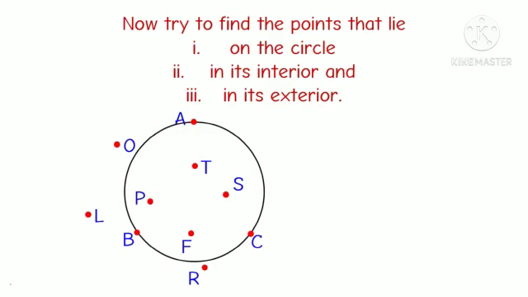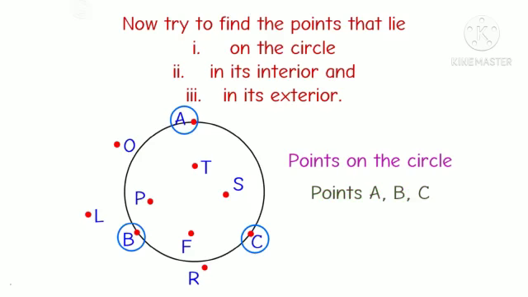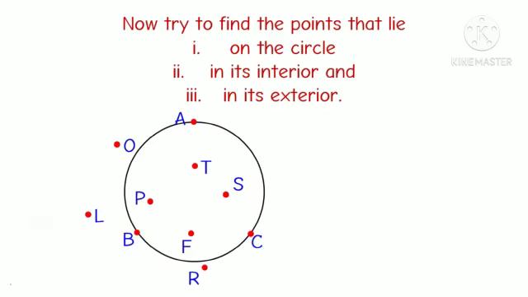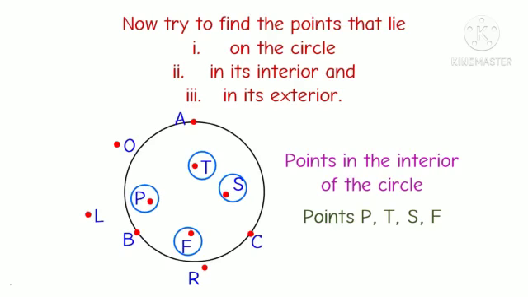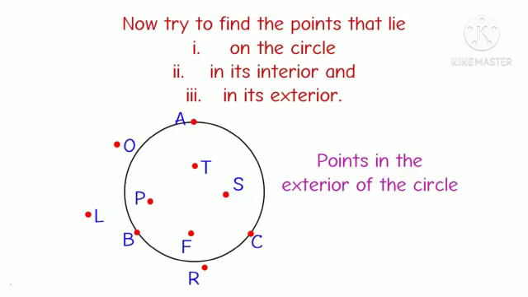Now try to find the points that lie on the circle, in its interior and in its exterior. Points on the circle: A, C, B. Points in the interior of the circle: T, S, P, F. Points in the exterior of the circle: O, L, R.